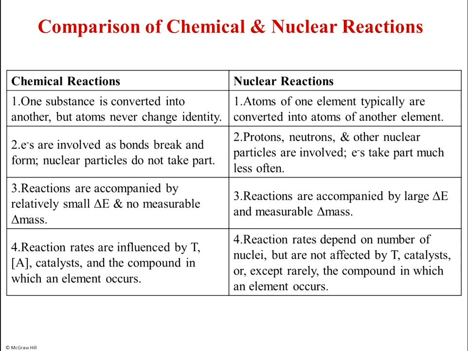In chemical reactions, we see that the rates are typically influenced by temperature, concentration of reactants and sometimes products, the presence of catalysts, and the chemical environment in which an element occurs. For nuclear processes, the reaction rate depends on the number of nuclei, as we'll see, but they're typically not affected by temperature, by catalysts, and only very rarely by the chemical environment in which an element occurs.